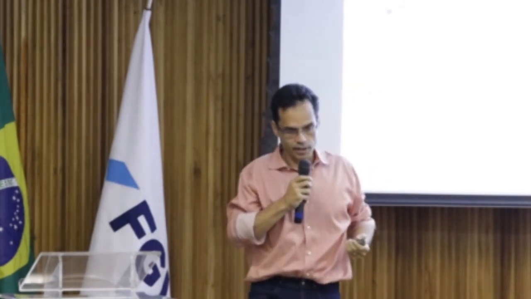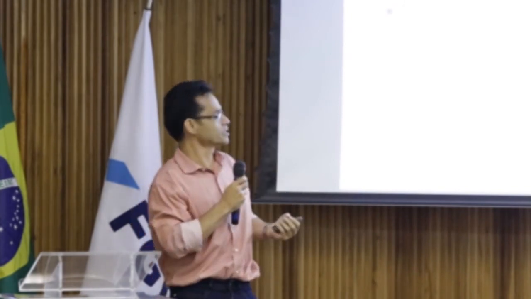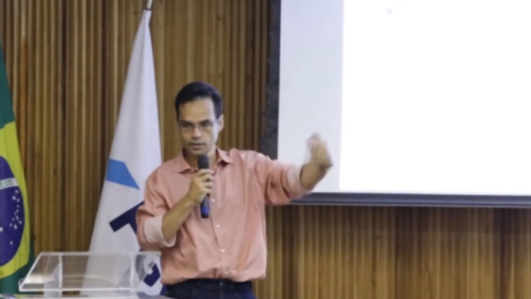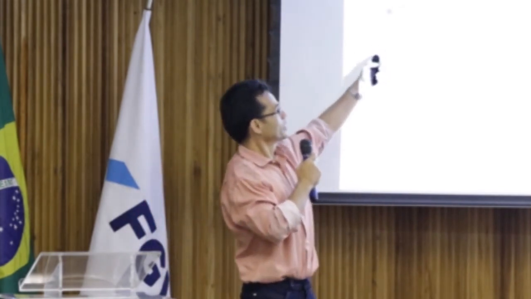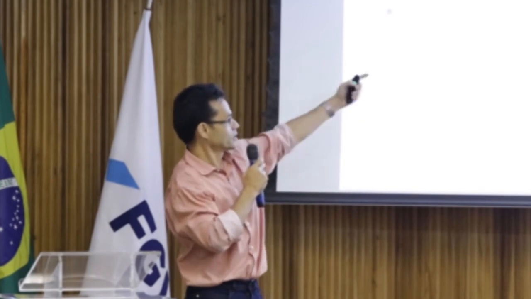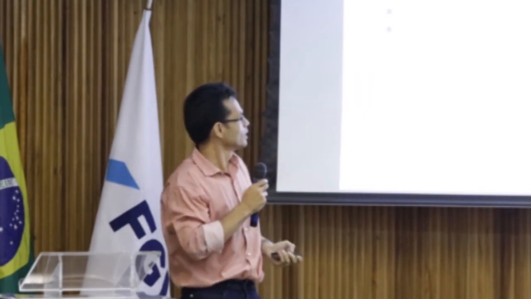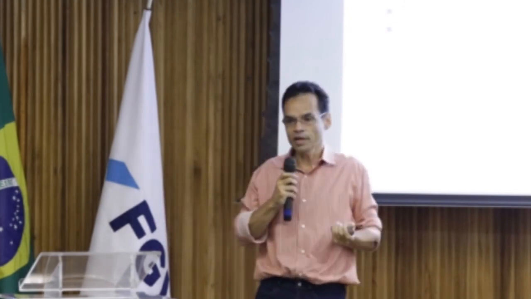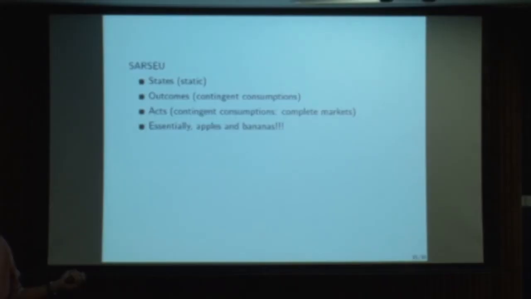So our states are basically static states, in the sense that they're one-shot choices, and the outcomes are contingent consumptions. X are contingent consumptions. We have complete markets. So essentially, we're back to apples and bananas, and I think that's what Federico showed us.